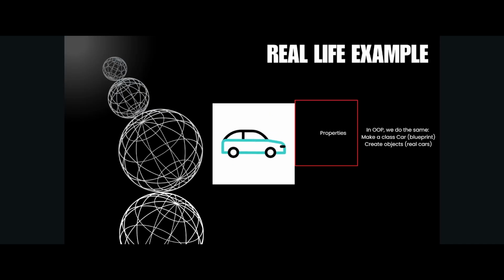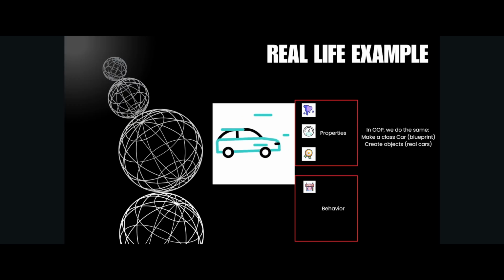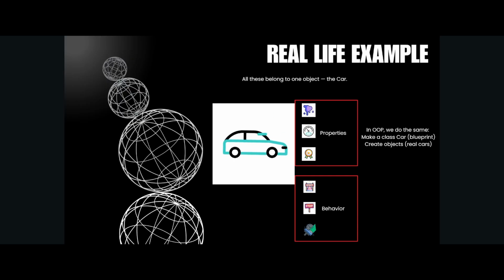If I talk about properties, what kind of properties can a car have? It can have color, it can have speed, it can have a brand, right? And what kind of behavior can it have? It can have a start behavior, a stop behavior, an accelerate behavior. So all these belong to one object, that is the car.